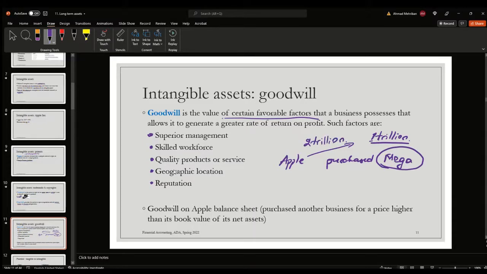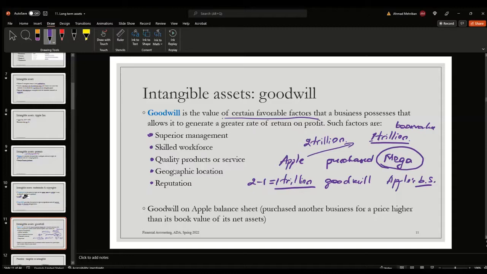So the difference between the book value of Meta and the purchase price will be 1 trillion. So 2 minus 1 trillion is going to be the difference. It has to be recorded somewhere, so it will be recorded as goodwill on Apple's balance sheet. So it's going to be recorded like this. I hope this is very easy to understand.